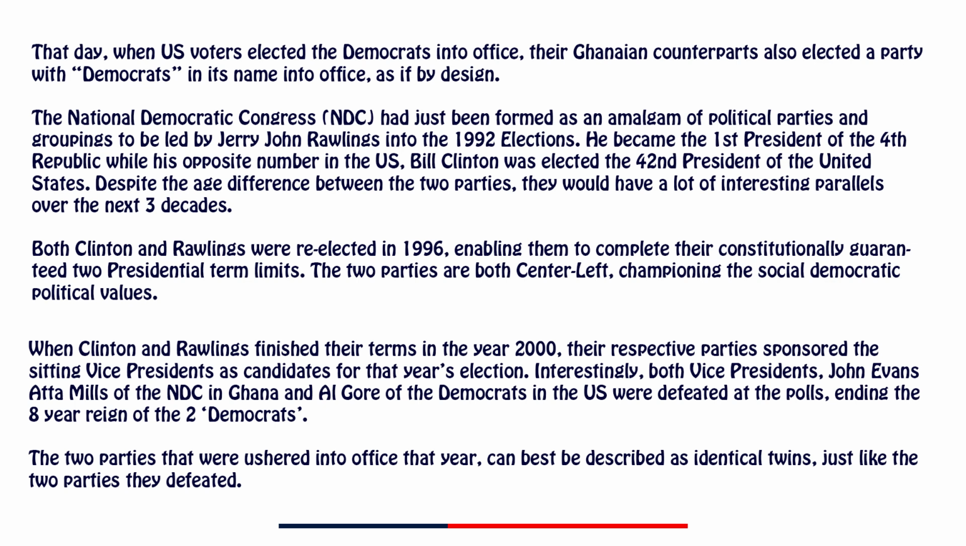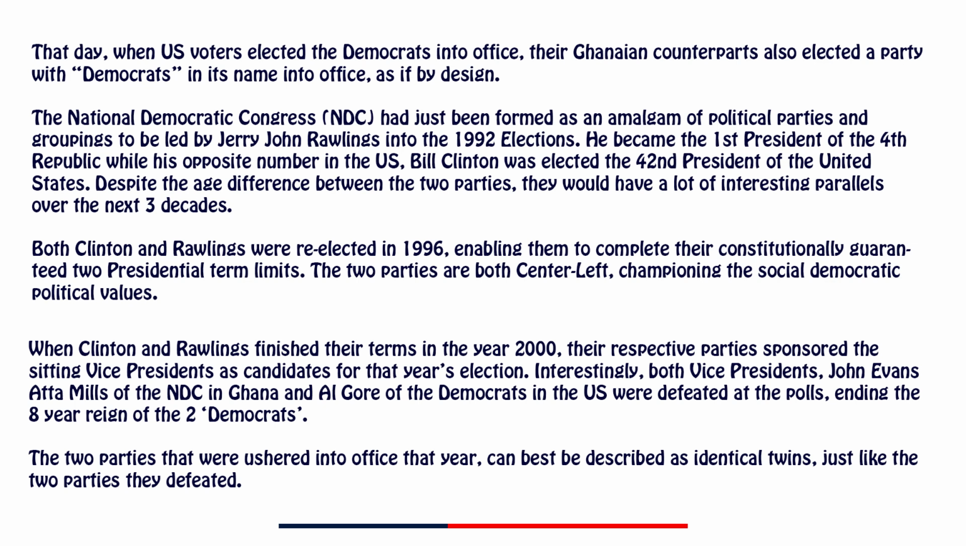He became the first president of the Fourth Republic, while his opposite number in the US, Bill Clinton, was elected the 42nd president of the United States. Despite the age difference between the two parties, they would have a lot of interesting parallels over the next three decades. Both Clinton and Rawlings were re-elected in 1996. You see this one too, it's not just a coincidence, it's very similar, enabling them to complete their constitutionally guaranteed two presidential term limit.